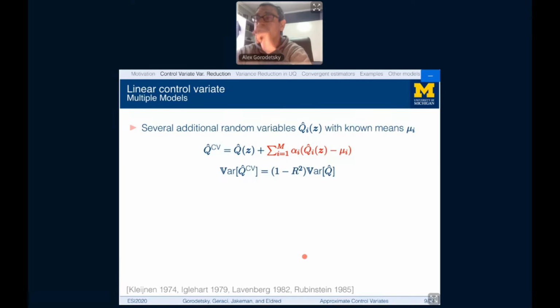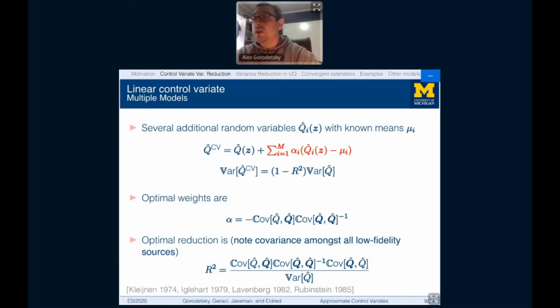So, given these weights, we have another variance reduction result that's very similar, where we now replace this rho, which is a correlation between just the one model and the high fidelity information source, with an R squared. And the R squared now corresponds to the correlation amongst all the models. And so this is the key note.